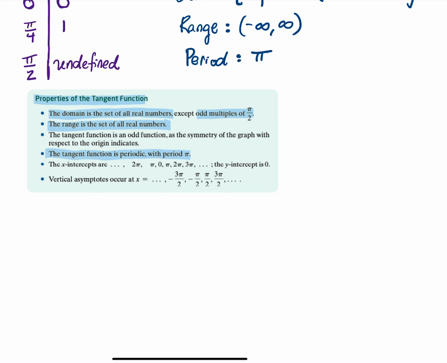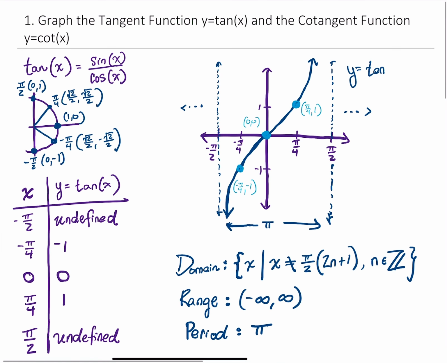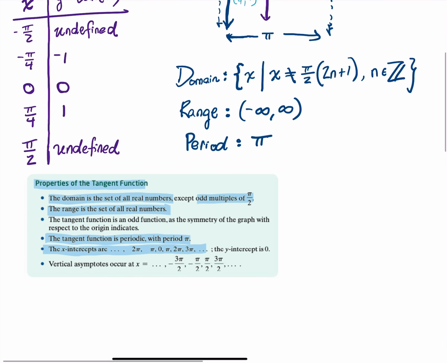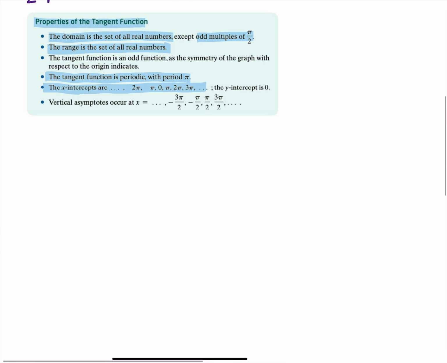The x-intercepts are multiples of pi. That's thinking about where the sine is equal to 0. So at 0, over here at pi, we would have another intercept. At 2 pi and also at negative pi, another intercept. So that's wherever the sine is equal to 0, the tangent will be equal to 0. And we have vertical asymptotes at those odd multiples of pi over 2.